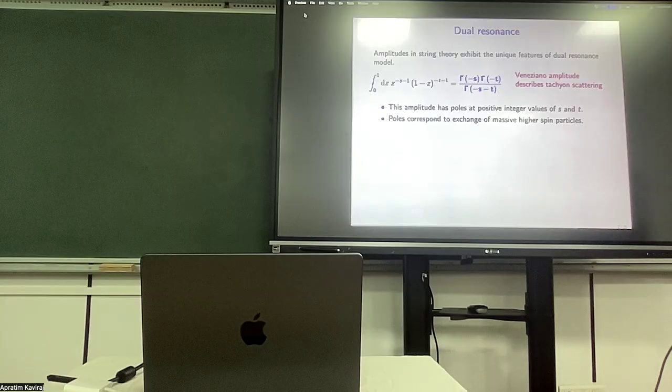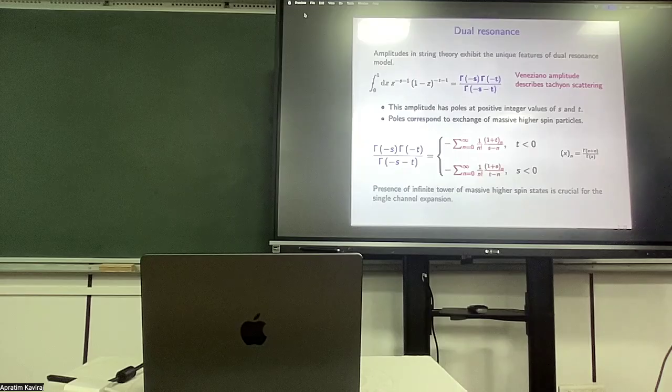Okay. So anyway, this worldsheet integral actually converges for negative values of S and T, and what we do is an analytic continuation, and therefore you can see that this 4-point amplitude will have an infinite number of poles at positive integer values of S and T. This amplitude is also called the Veneziano amplitude, and it has the property that there are an infinite number of poles, and these poles correspond to exchanges of massive higher spin particles.